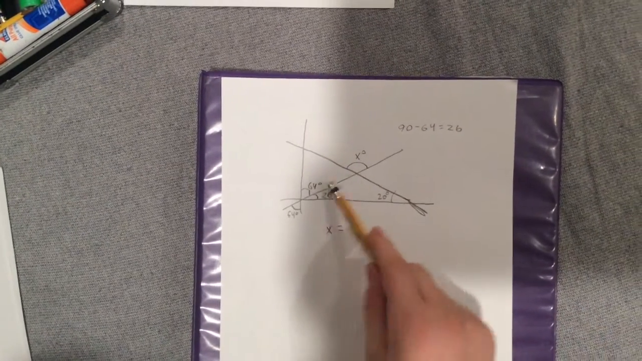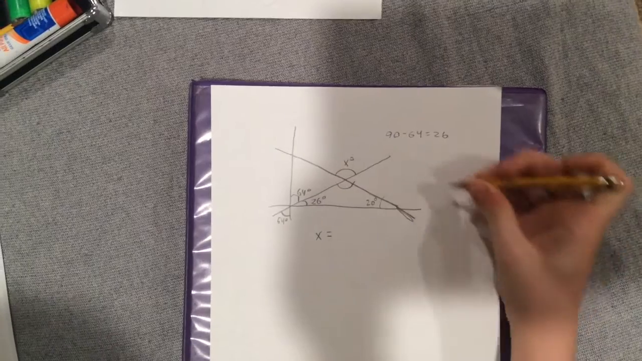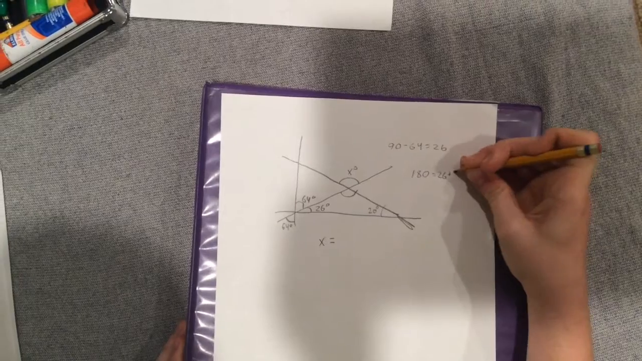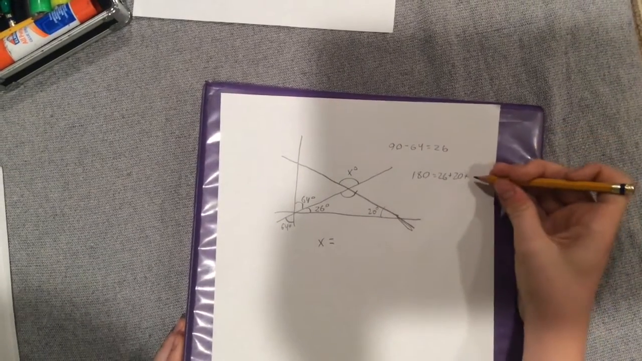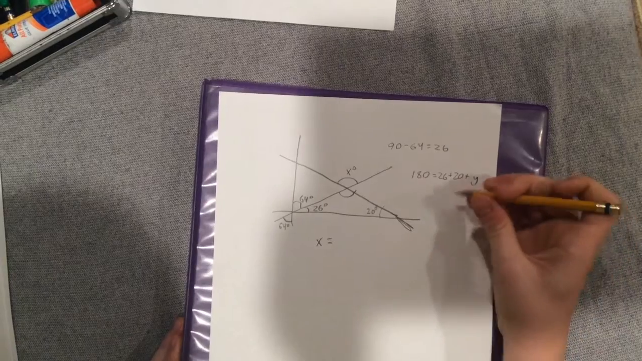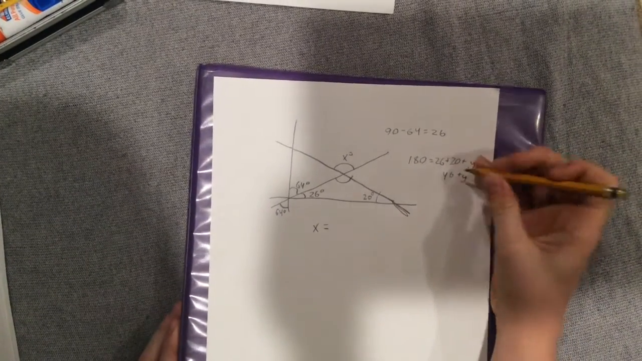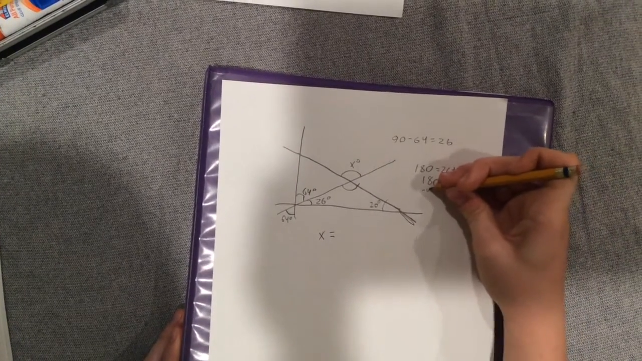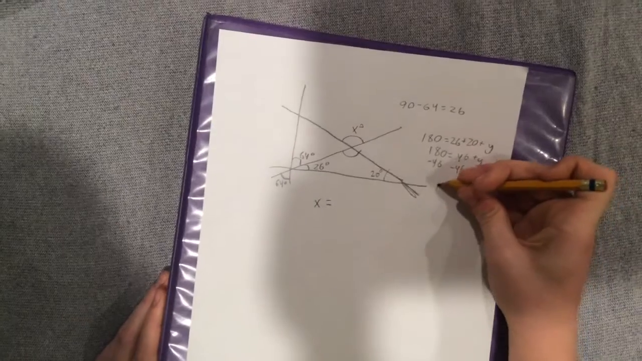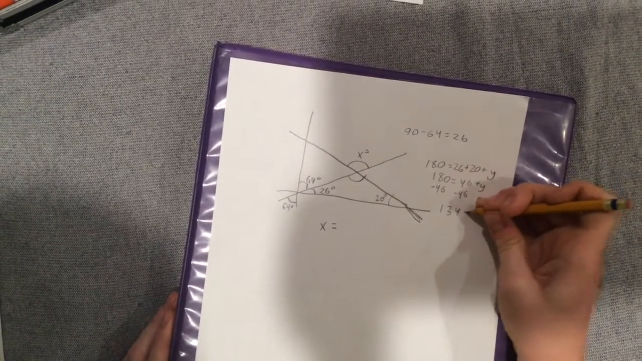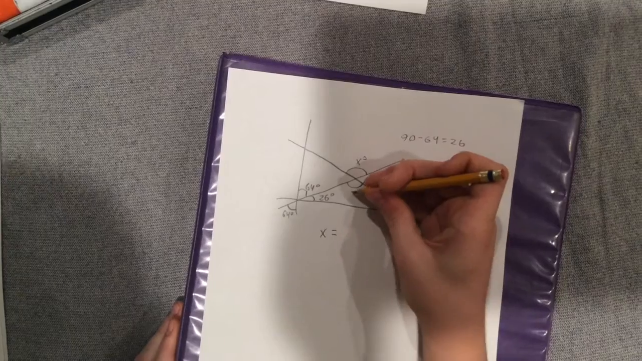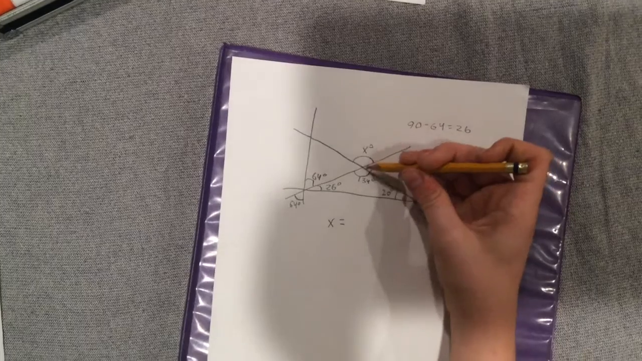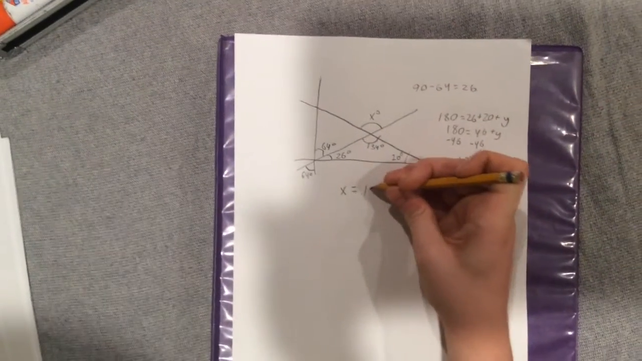And then we have to use supplementary angles to figure out what this is, right? So 180 equals 26 plus 20 plus variable y. So that would be 46 plus y equals 180. So you subtract 46 from each side, and then you have 134 equals y, right? So this is 134 degrees. But by using vertical angles, you can see that x is vertical to this, which means that x is also 134 degrees.